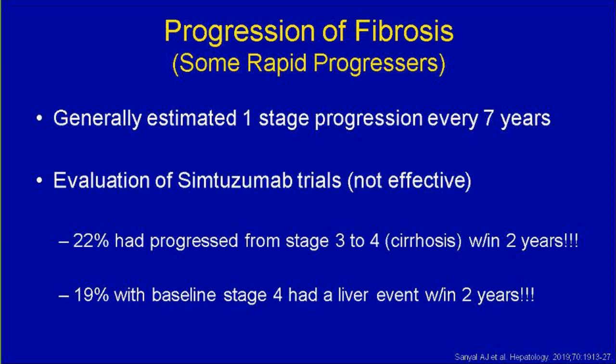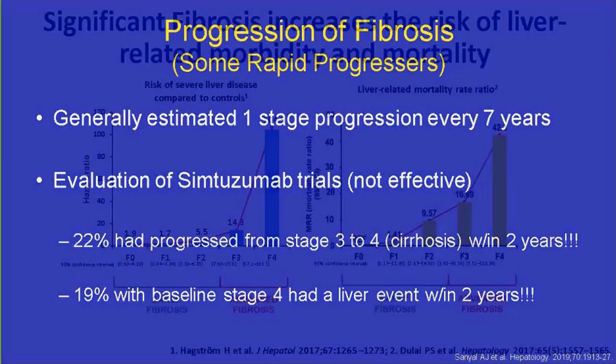So the point is that the 7 years per stage is a rough guide, but it may not be as accurate as we think. Now, we'll come back in a second and talk about biopsy. You can argue that maybe the first biopsy under or overstaged them a little bit, and there is something to that. But I think the point is that fibrosis can progress probably more rapidly than the 7 years.